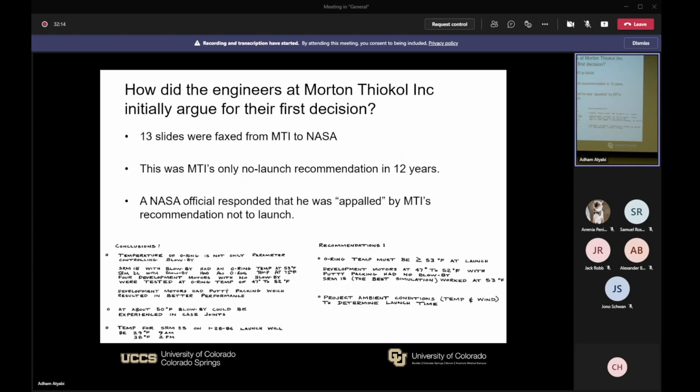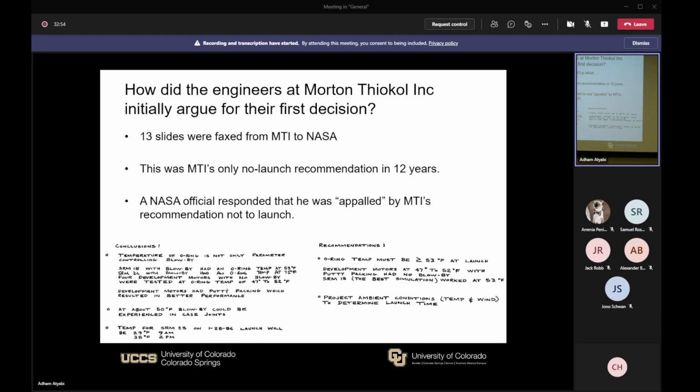Now, let's talk about how the engineers at MTI initially argued for their first decision. So, depicting bits and pieces of data on blowby and erosion, along with some peculiarly chosen temperatures. These charts set the stage for unconvincing conclusions. And these conclusions can be seen on these 2 charts that you see on the screen.